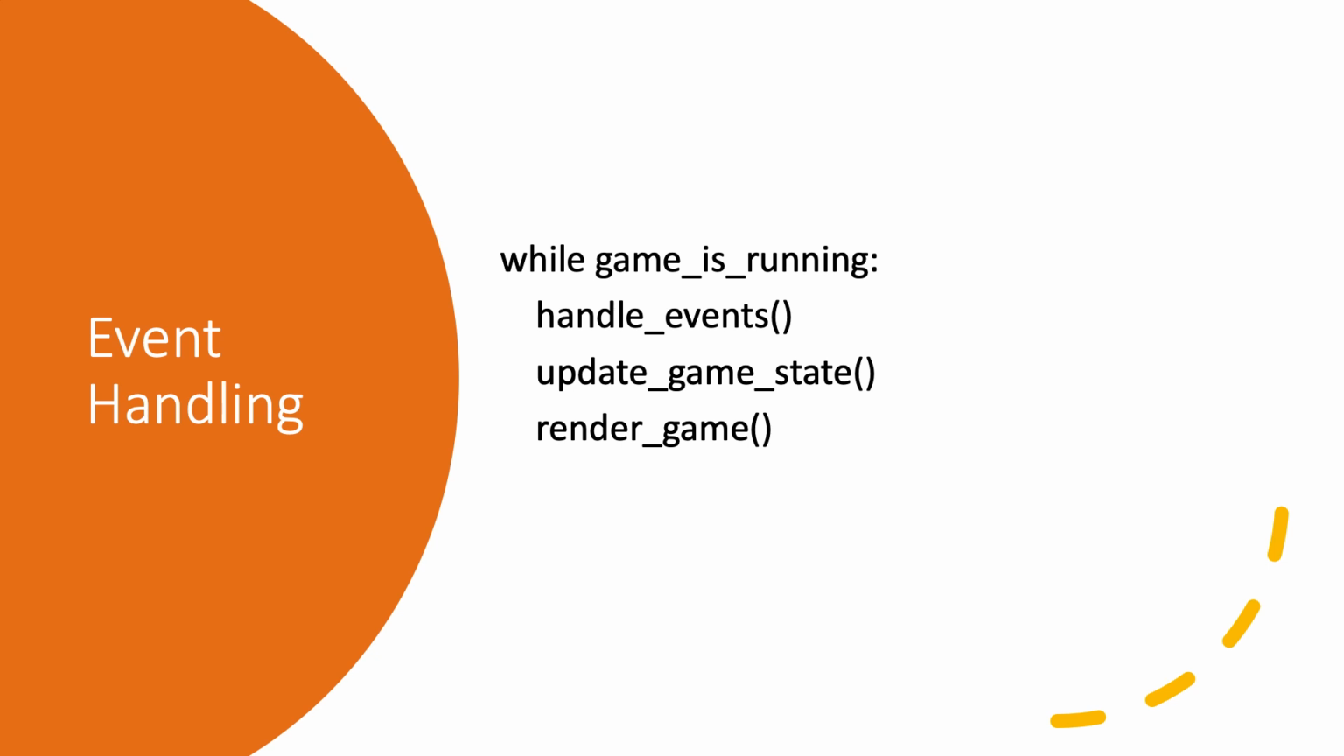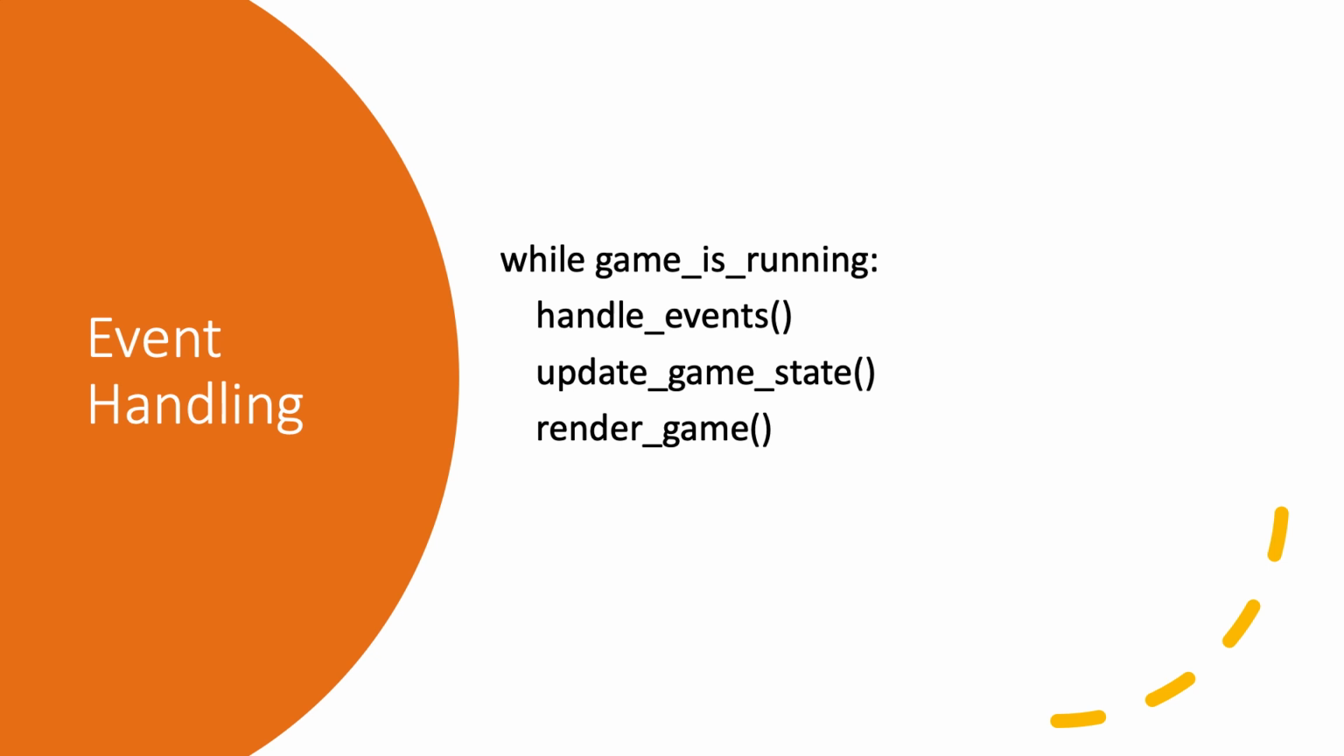So first, the handle events function is responsible for managing user inputs and other events, ensuring that the game responds appropriately to user actions such as key presses or mouse movements. Secondly, the update game state function updates the game's logic, which includes modifying the game's data and state based on the events handled in the previous step. This could involve updating the position of game characters, checking for collisions, or advancing to the next level.